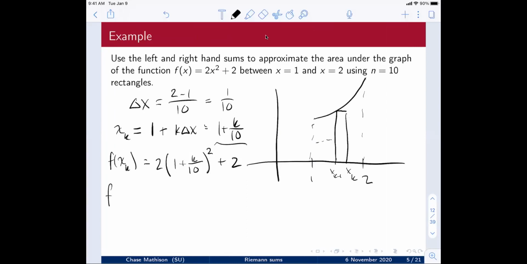For my left-hand sum, I'm going to need f of xk minus 1. Well, that's just plug in k minus 1, right? So this is 2 times 1 plus (k minus 1)/10 squared plus 2.